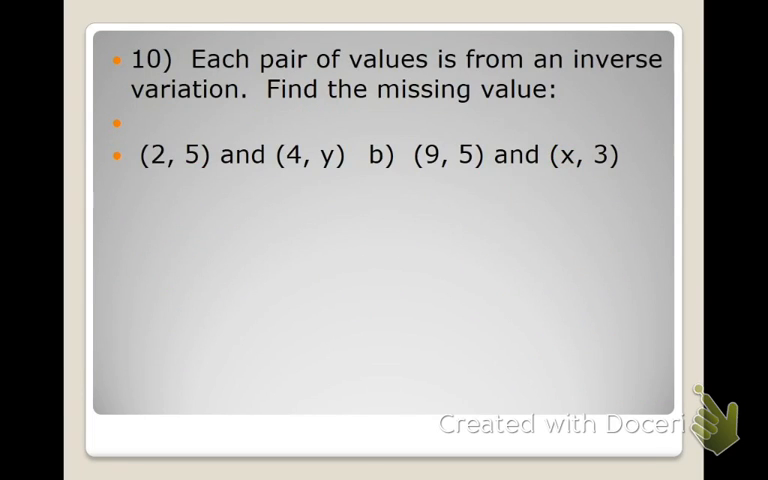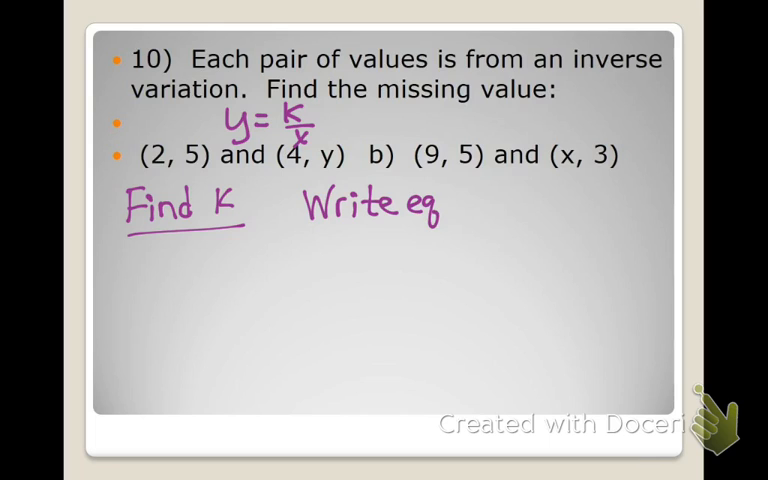So on number 10, we're switching over to inverse variation. So a good reminder, my general form is y equals k over x. If you would like to use the k equals x times y, you can do that. So, same steps really. We're going to find k. We're going to write an equation. We are going to then use that equation.